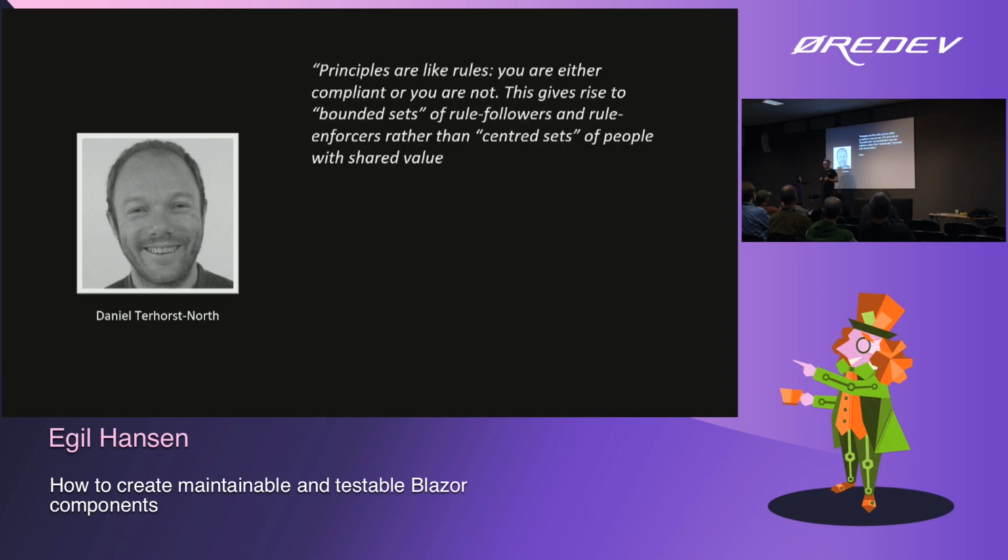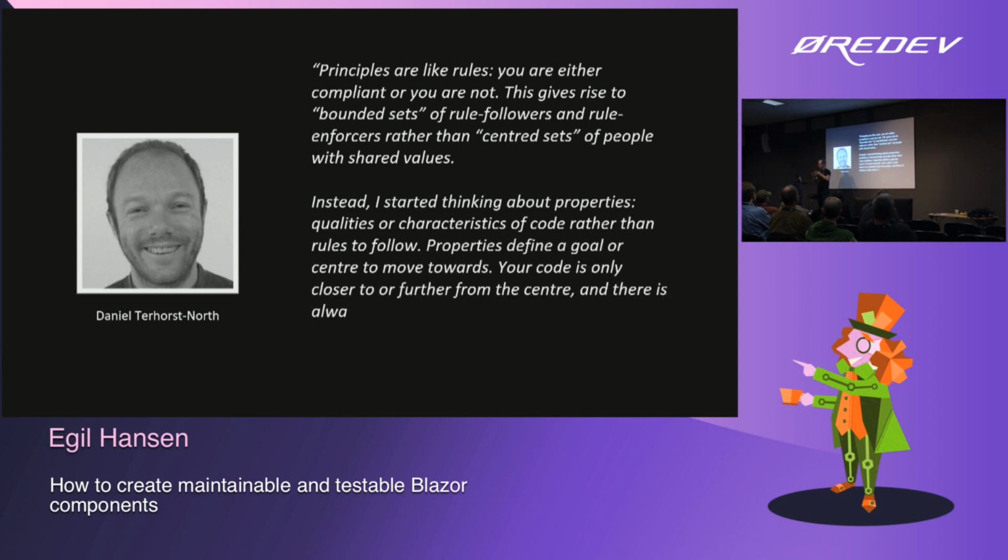So he says, principles are like rules. You are either compliant or you're not. So this gives rise to a bounded set of rule followers and rule enforcers rather than a centered set of people with shared values. Instead, I started thinking about properties, qualities, and characteristics of code rather than rules to follow. Properties define a goal or center to move towards. Your code is only closer to or further from the center, and there's always sort of a clear direction of travel.